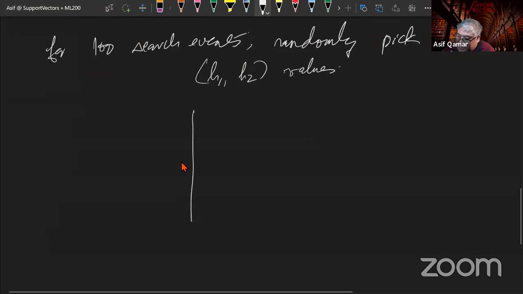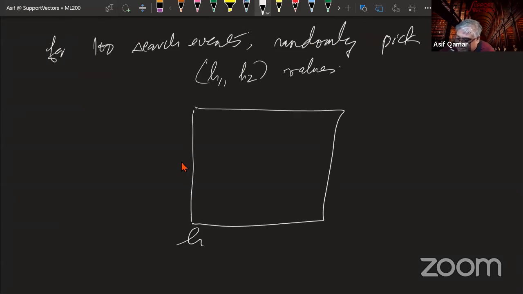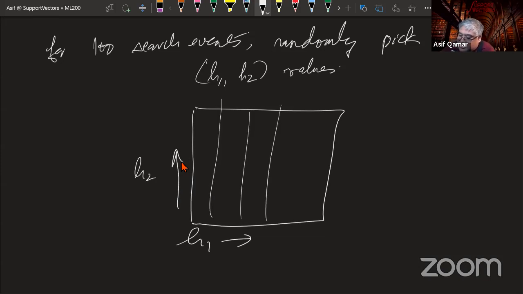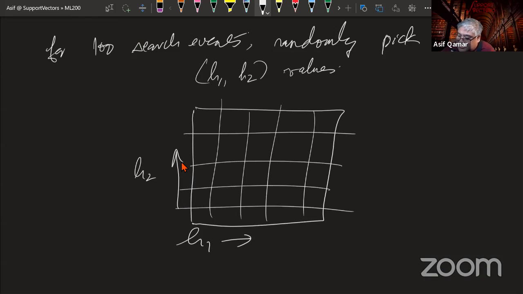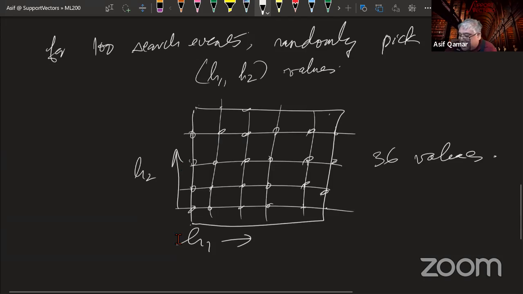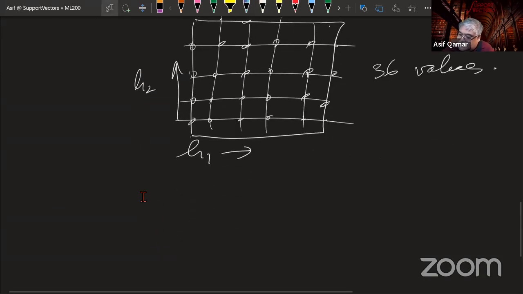Let us say that your H1, H2 form a rectangle, right? This is H1, this is H2. In a grid search, what happens is you end up picking values only along this, isn't it? And so how many grid points did we pick up? Let's take this count and see how many we are talking about. So 1, 2, 3, 4, 5, 6. 36 values, right? Now see what I'm going to do. So this is grid.